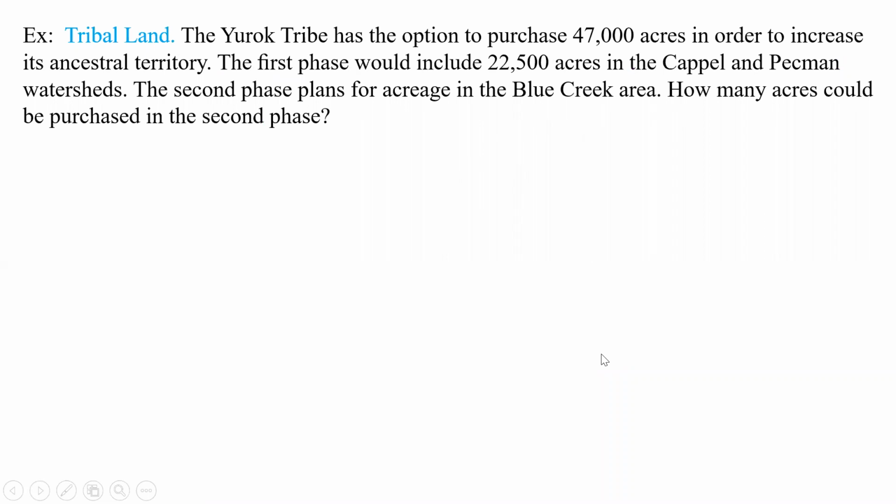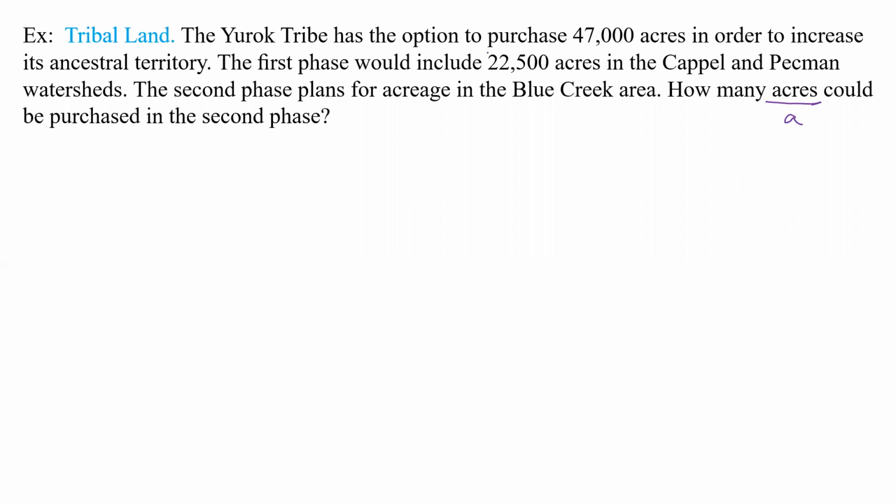All right, so this one says, example, tribal lands. The Yurok tribe has the option to purchase 47,000 acres in order to increase its ancestral territory. The first phase will include 22,500 acres in the Capel and Peckman watersheds. The second phase plans for acreage in the Blue Creek area. How many acres would be purchased in the second phase? So that's going to be our variable. So maybe let's call it A this time, okay? So A is for acres.